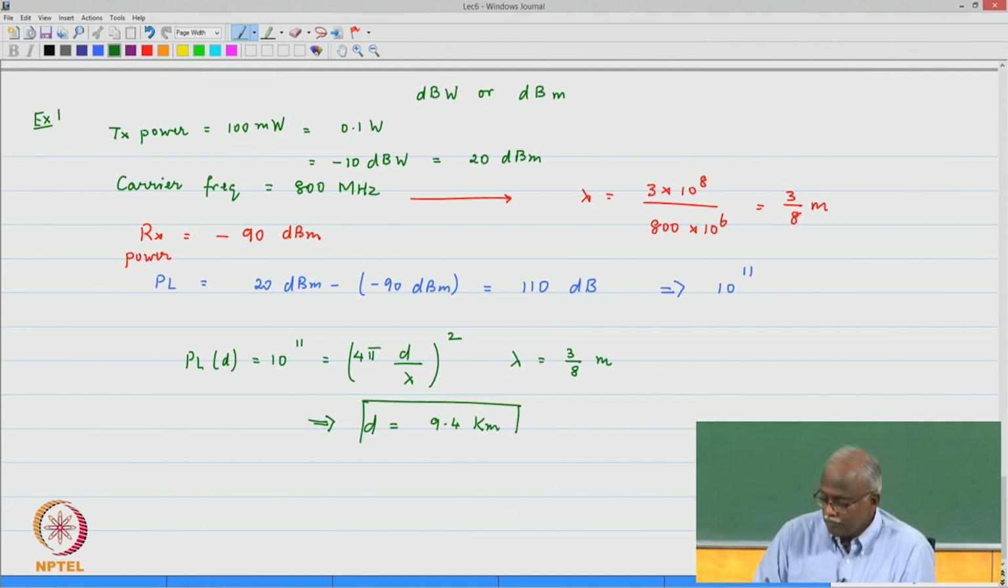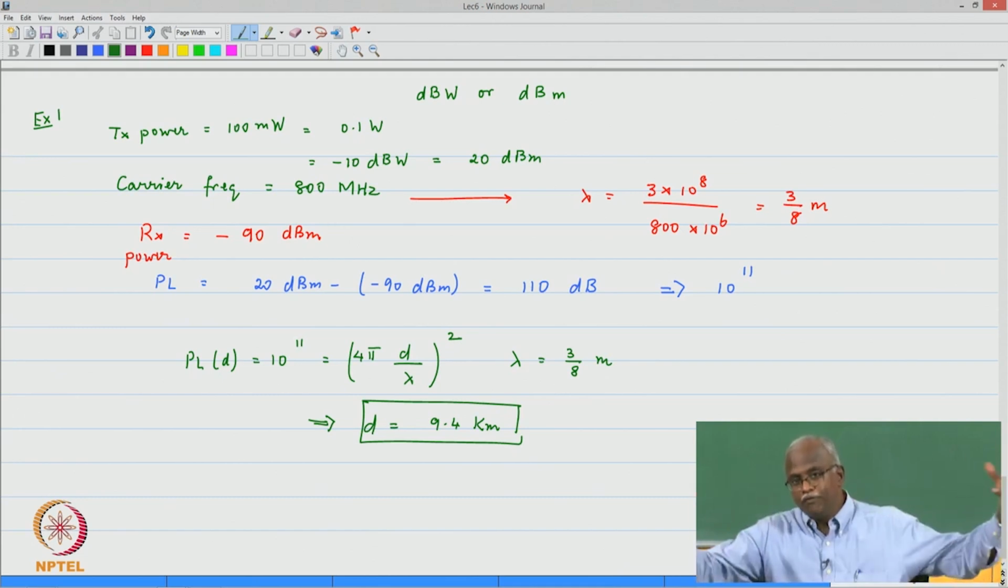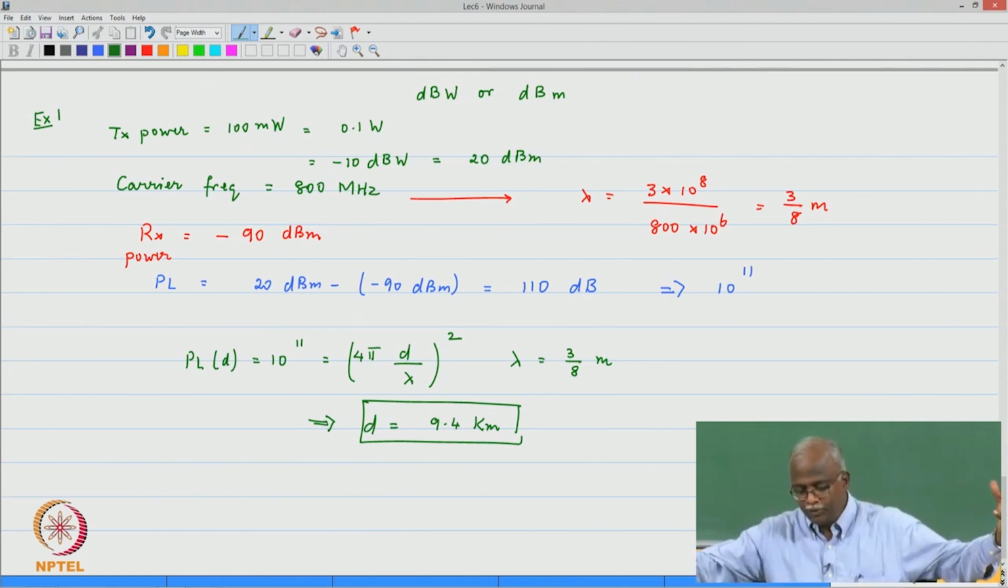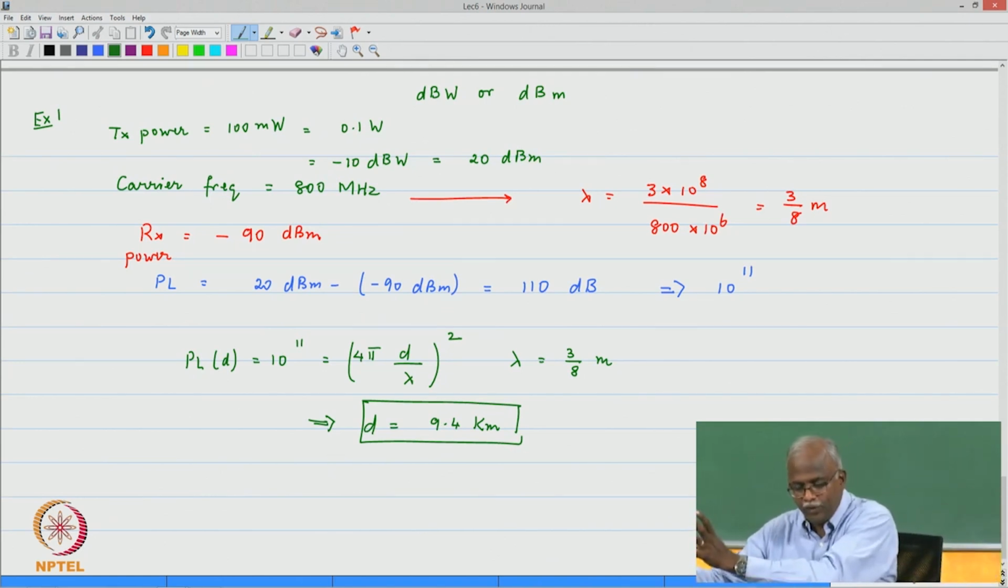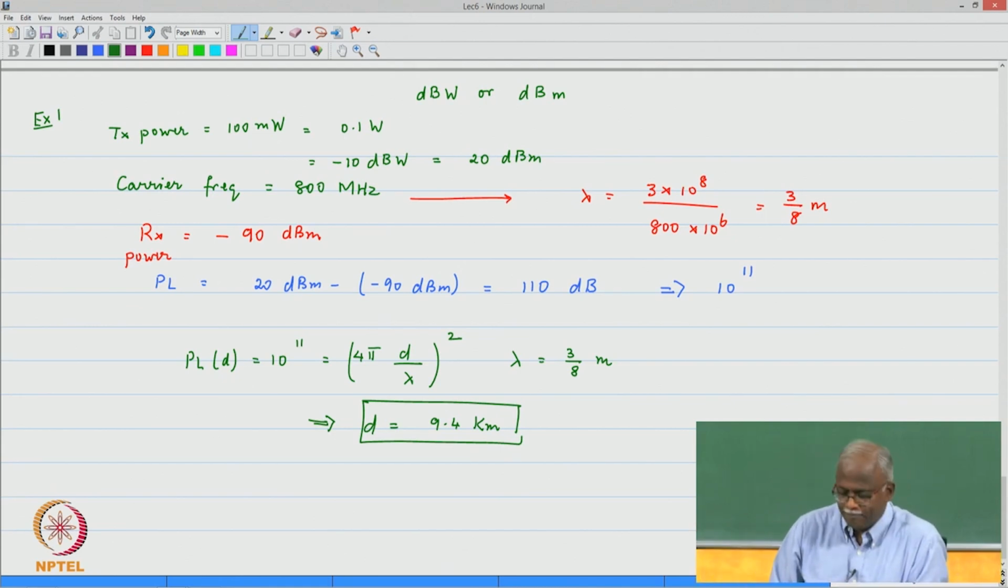So, this is what the free space propagation loss tells us, and it is a very useful measure for us to know that if there is an isotropic transmitter and isotropic receiver and only free space between the two of them, with 100 milliwatts of transmission, we could reach all the way up to 9.4 kilometers and still give you a received signal power which is of the order of minus 90 dBm.